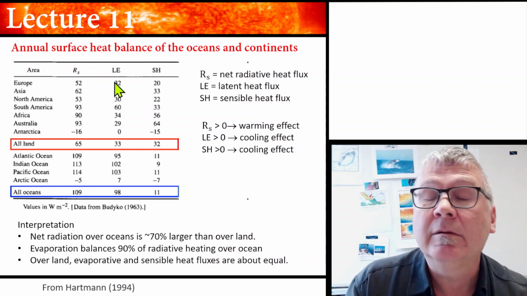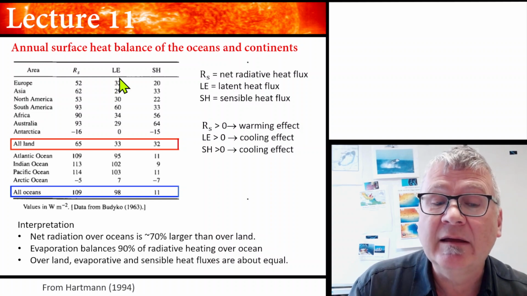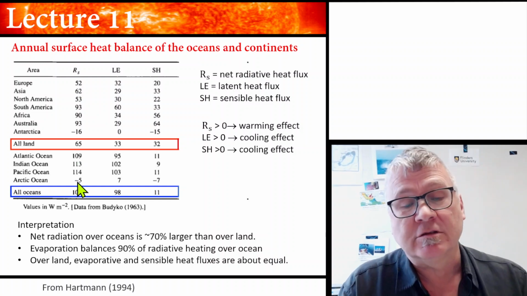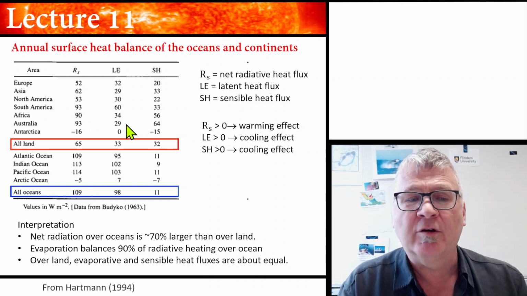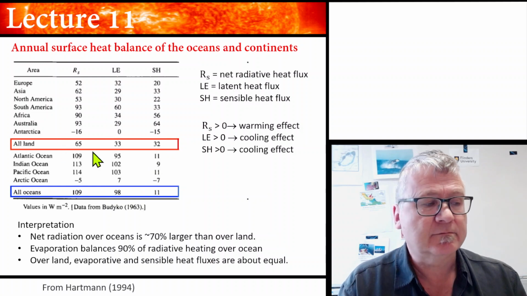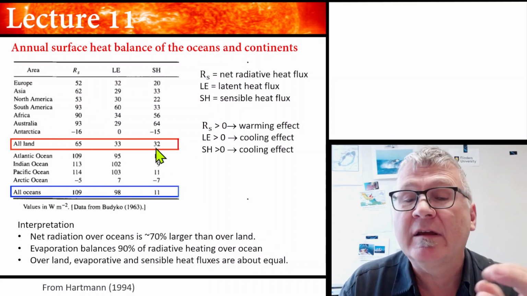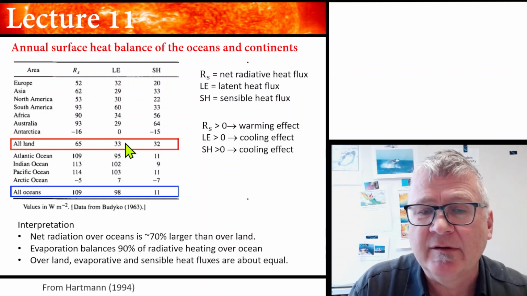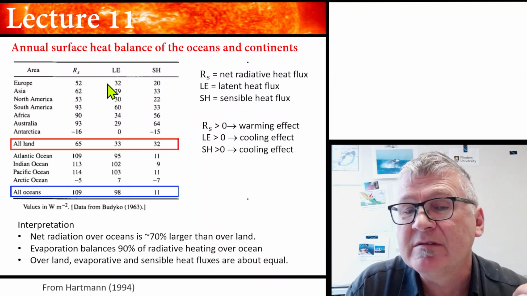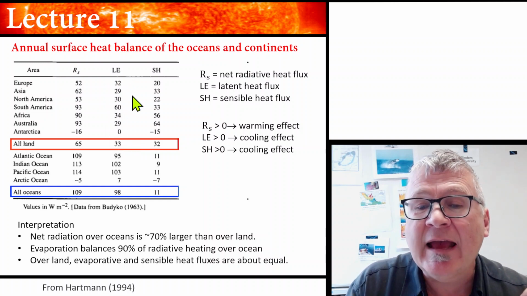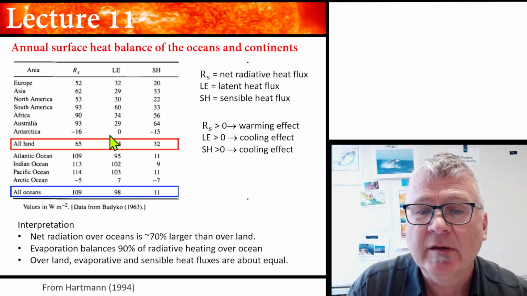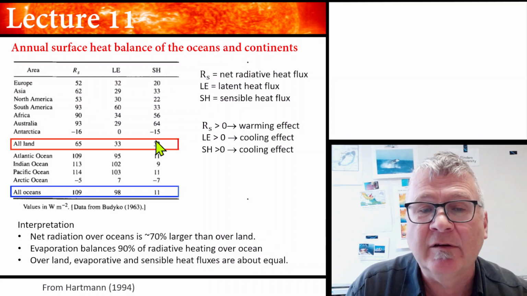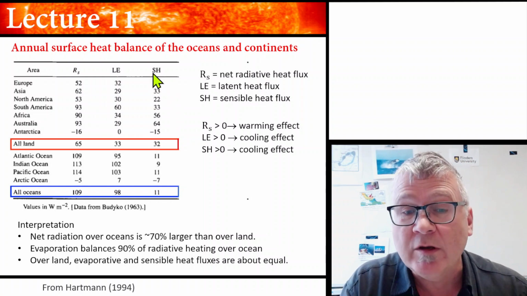And in this table, what is compared are the continents versus the oceans. And let's have a look at the continents, all land. Before we do that, just quickly, it's important to know what the sign means. Here the positive numbers of the latent heat actually refer to a cooling effect, and also the positive numbers of the sensible heat flux refer to a cooling effect.